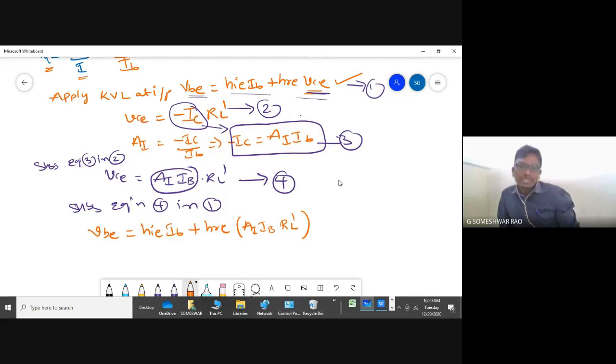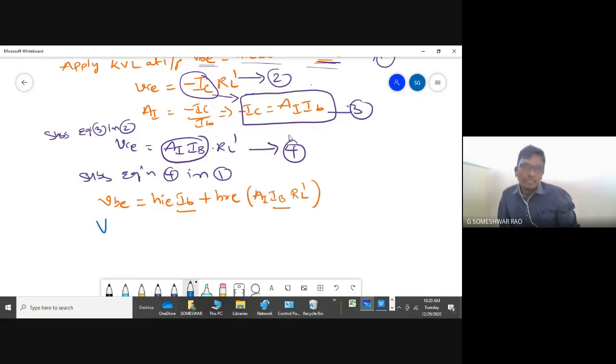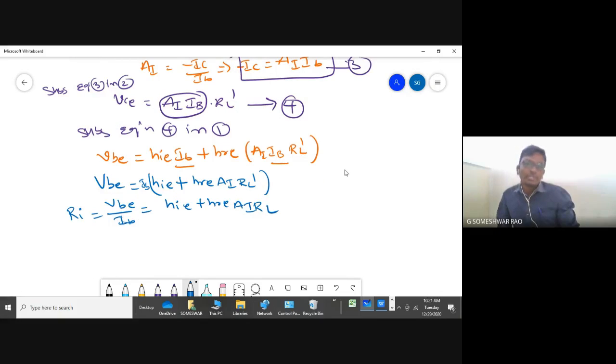If we observe, IB is in both terms. Taking it common and dividing by IB, what do we get? We get the input resistance. You observe here: what is VBE by IB? Can I say that it is the input resistance? So we take IB common: VBE equals HIE plus HRE into AI into RL dash, with IB taken common. So what is VBE by IB? Can I say that it is the input resistance? So what is the final expression? HIE plus HRE into AI into RL dash. Very, very important expression. Put it in a DB.